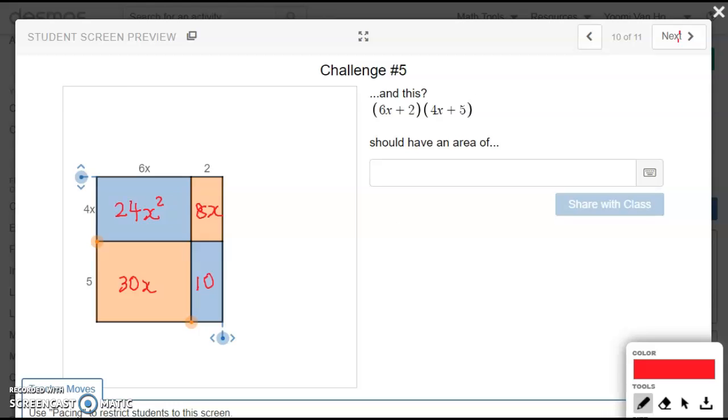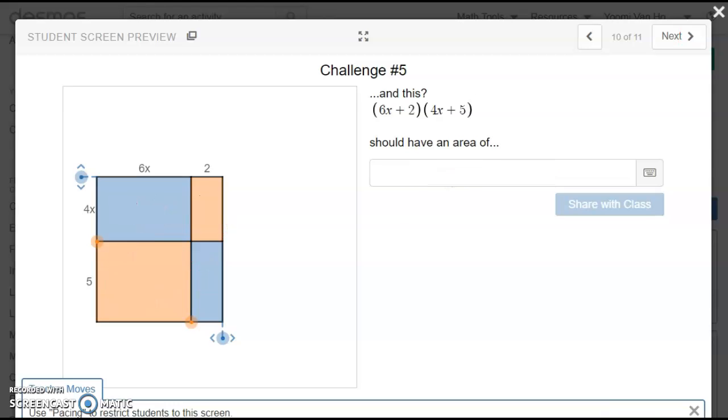Then after we're done, we need to combine like terms. And like terms, hopefully you are recognizing it always comes in the diagonal. Okay, so we have 24x squared and 8x plus 30x. So 8 plus 30 is 38. So it's going to be 38x plus 10. And that's what we have. Okay, great.